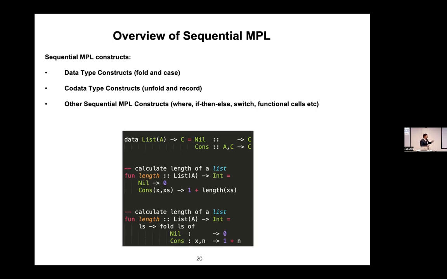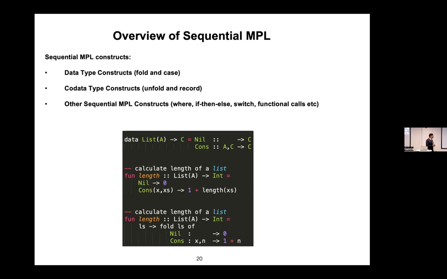And once we have this data type, we can easily perform recursion on list in order to find its length. But wait, there's something else. Sequential MPL also provides built-in folds for a data type. We know that folds are unique maps. So MPL generates these fold maps for every data type. And once we have the fold map, we can implement our program in a slightly cleaner fashion.